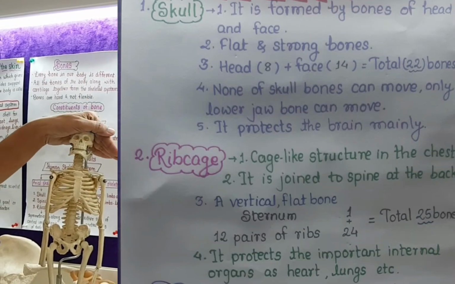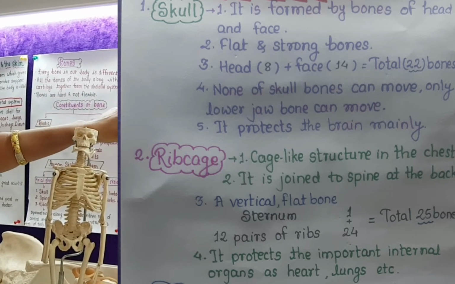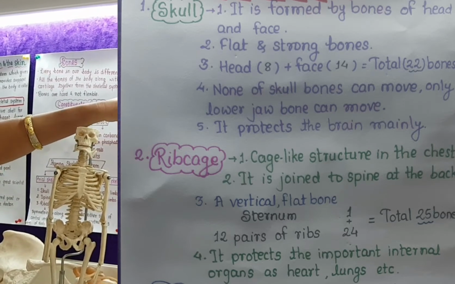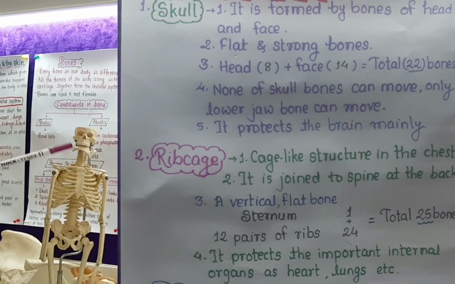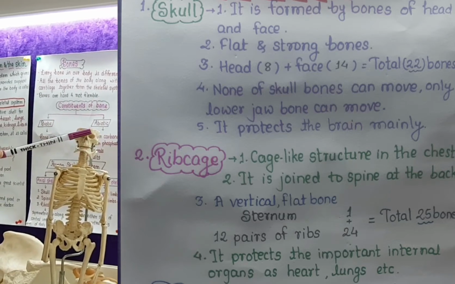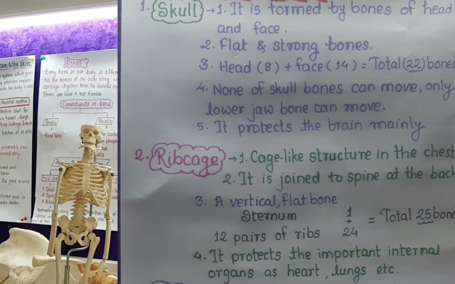In the head there are 8 bones. The head part contains 8 bones, whereas the face part contains 14 bones. See, on this face part there are 14 bones. In all there are 22 bones.